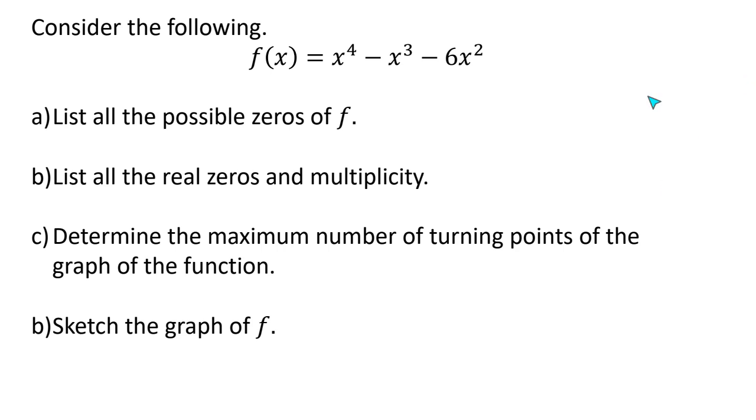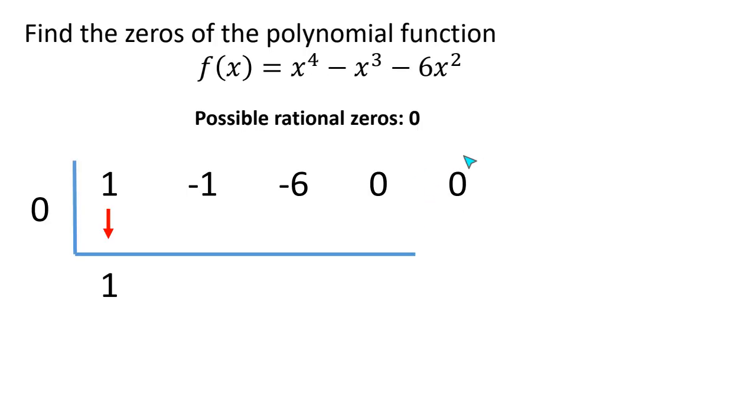So let's try a different one here. It says list all the possible zeros, then list the real zeros and the multiplicity, determine the maximum number of turning points, and then lastly graph the function. So again, if you notice here, we can factor out an x squared, and that would make things a lot easier to solve for the real zeros. But I'm going to go ahead and do it the longer way, just so that we can get some practice.